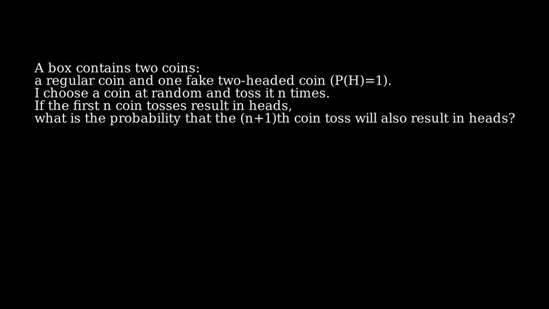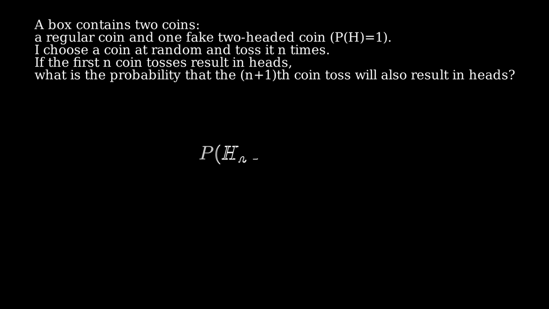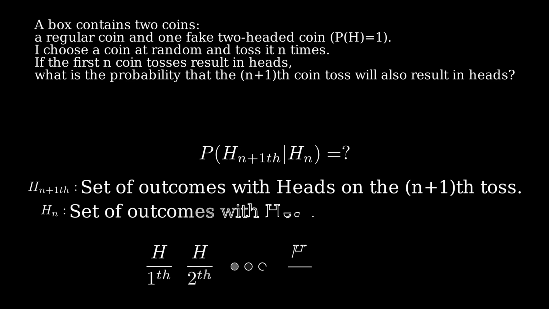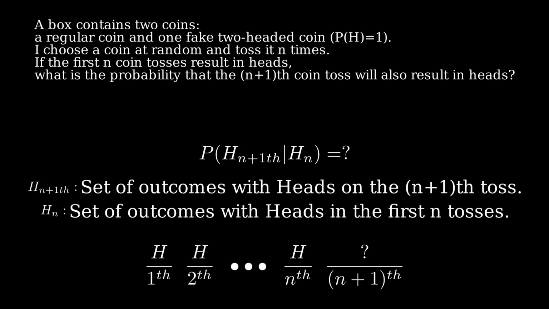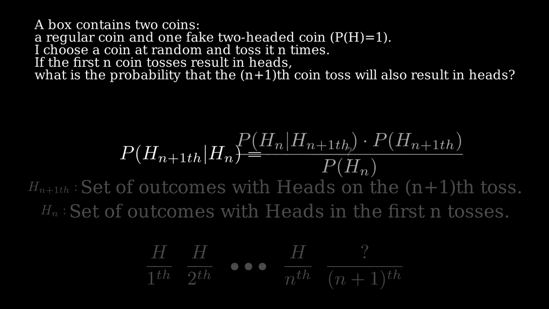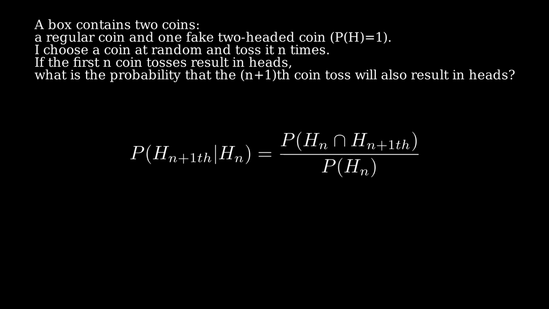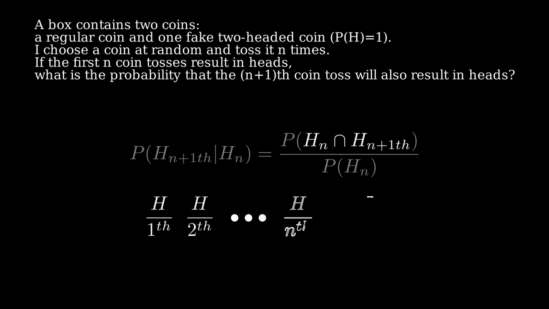We must find the probability of heads in the n+1 toss given that the previous n results were heads. Hn+1 is the set of outcomes with heads on the n+1 toss. Hn is the set of outcomes with heads in the first n tosses. Thanks to Bayes' theorem, we have the following. Let's use the intersection form of the numerator. This intersection can be interpreted as the set where all n+1 tosses are heads.